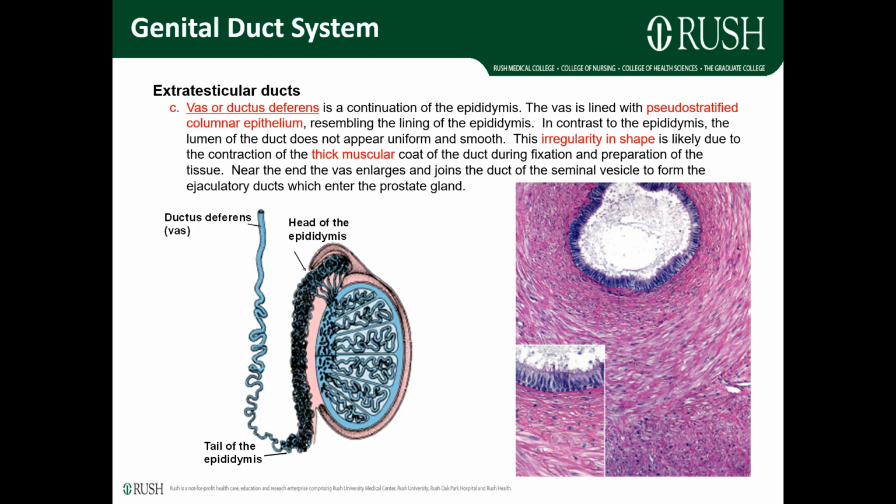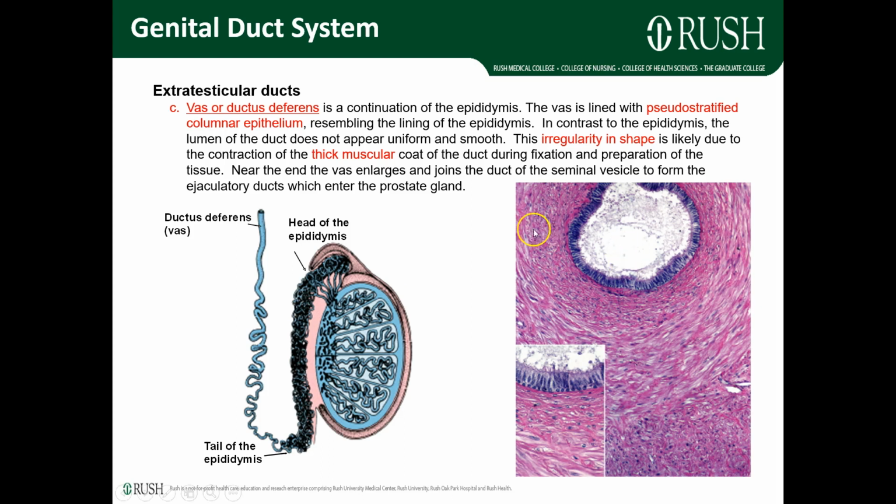However, the lumen of the vas deferens is different to what you see in the epididymis. It is not as smooth as it was in the epididymis, and this irregularity in shape is likely due to the fact that the vas deferens has a very thick muscular coat, and that causes contraction, and then it causes the shape change within the lumen.